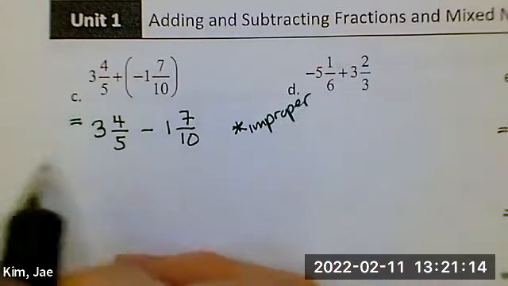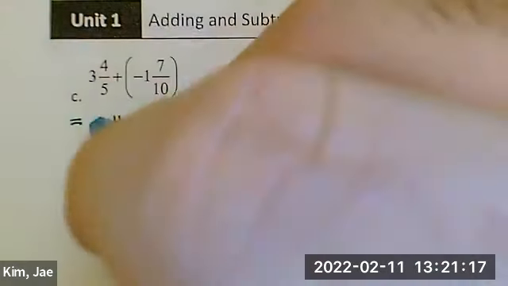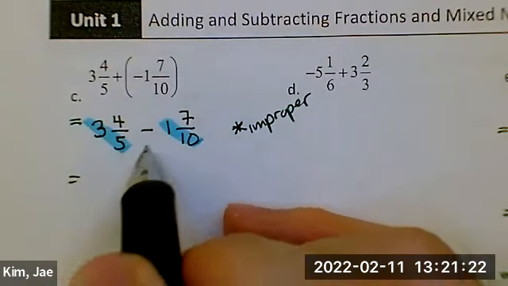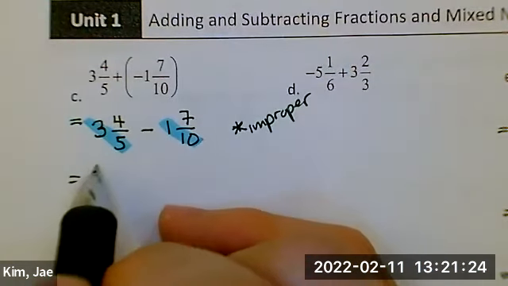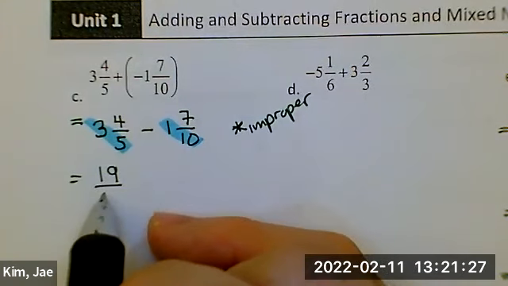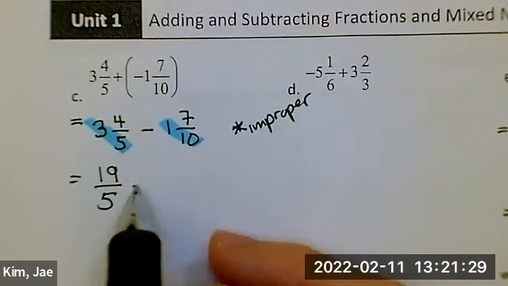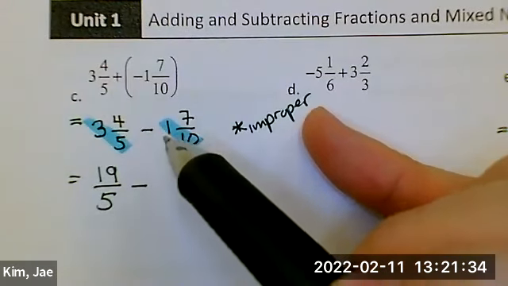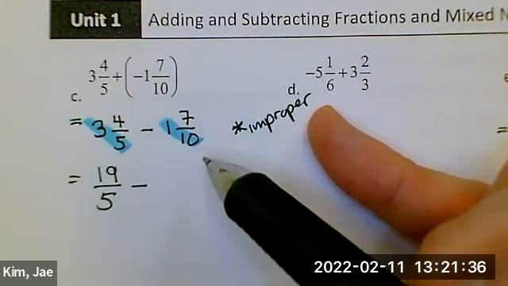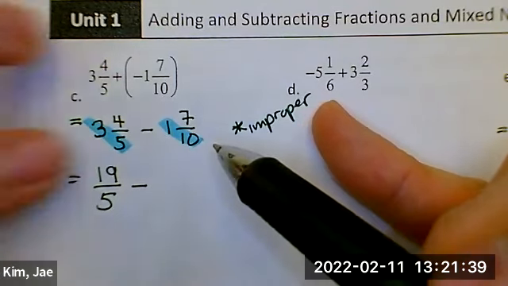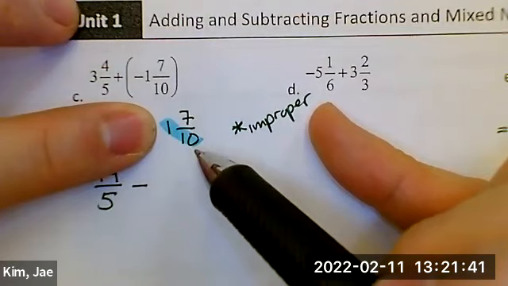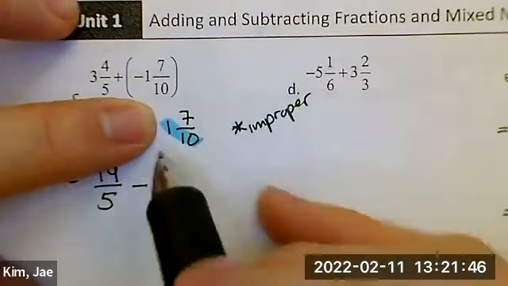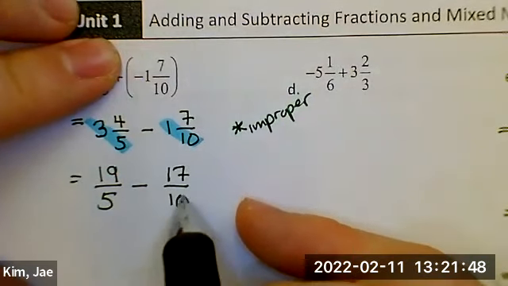Yeah, improper. So 3 times 5, and then 1 times 10, of course. 3 times 5 is 15. Add that to the 4 pieces you already have. This becomes 19 over 5. And notice I'm not multiplying a negative one. I'm just multiplying the 1 itself. You can avoid confusion. Leave the negative alone. 1 times 10, 10. That's 10 pieces. Add it to the 7. What's that?